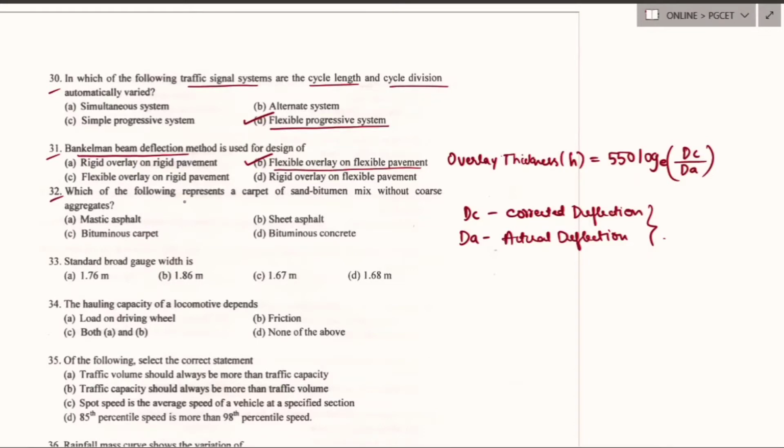Question number 32. Which of the following represents carpet of sand bitumen mix without coarse aggregates? Sheet asphalt represents the premix of bitumen and sand with or without filler and containing coarse aggregates not exceeding 30%, laid in thickness. So option B is the right answer. Question number 33. Standard broad gauge width is. As per IRC, the standard broad gauge width is 1.676 meter. Option C is the right answer. This broad gauge is commonly known as Indian gauge and it is also called the dominant track gauge in India.